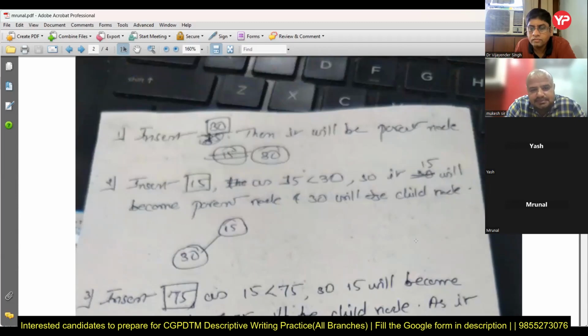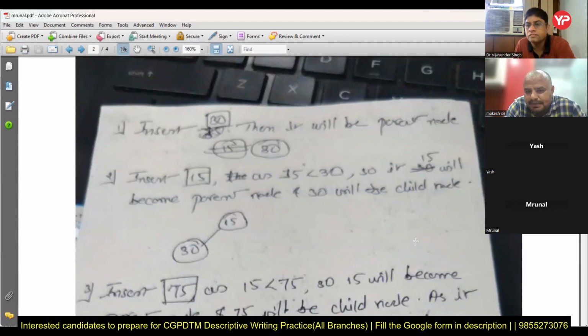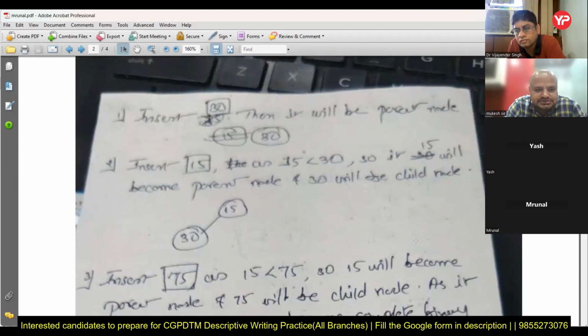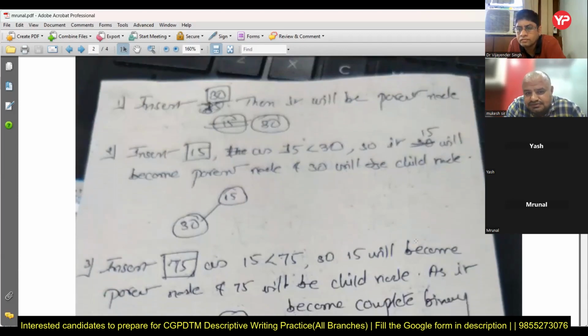Good point. The first element is 30, then it will be the parent node. Try not to make so many mistakes. Then insert 15, as 15 is less than 30. Now I don't know where the 15 exists, where the 30 exists.